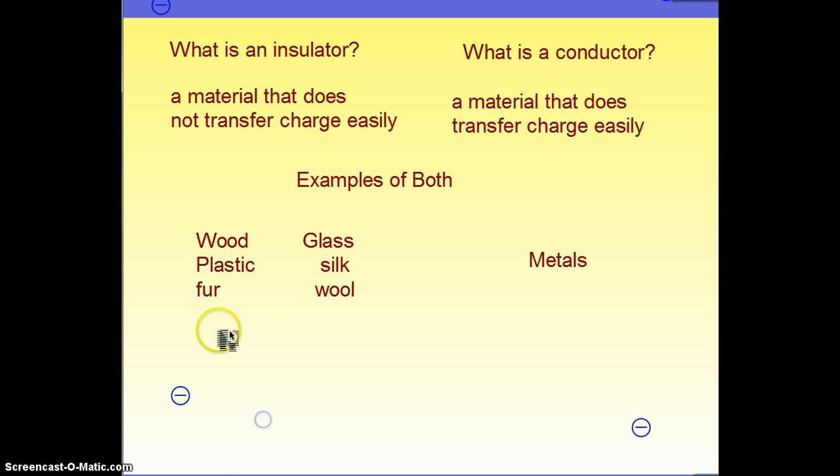Insulators, a lot of things. Wood, plastic, fur, glass, silk, wool, cloths. Most of your cloths, plastic is one of the big things that we talk about when we talk about insulators.